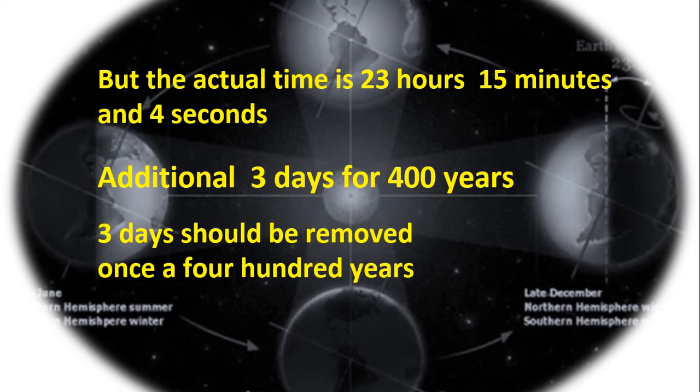Therefore, we neglect 3 days. 1 day for year 100, another day for year 200, another day for year 300. Likewise, first 300 years, we don't add an additional day. Those 3 years, 100, 200 and 300, are not considered as leap years. They are normal years having 365 days. But in year 400, we add an additional day. Year 400 is a leap year.